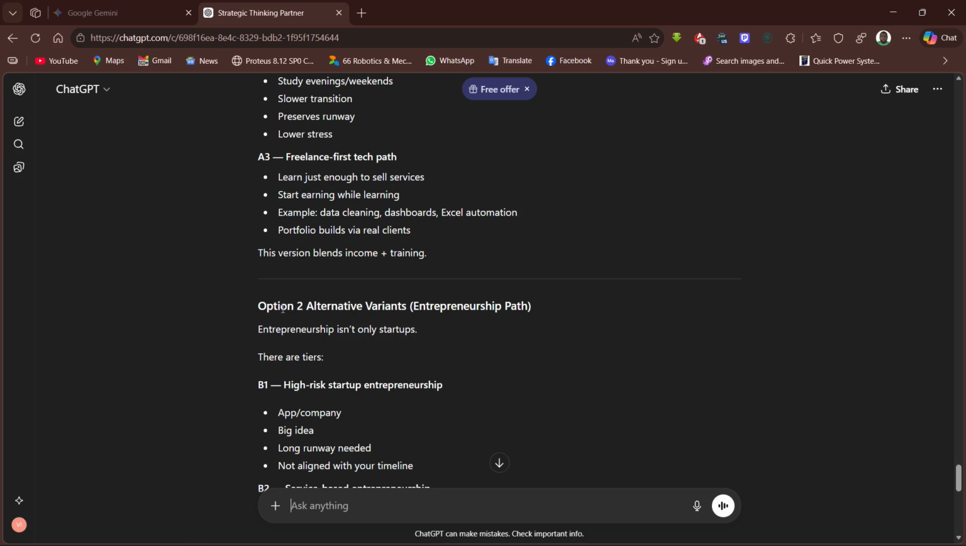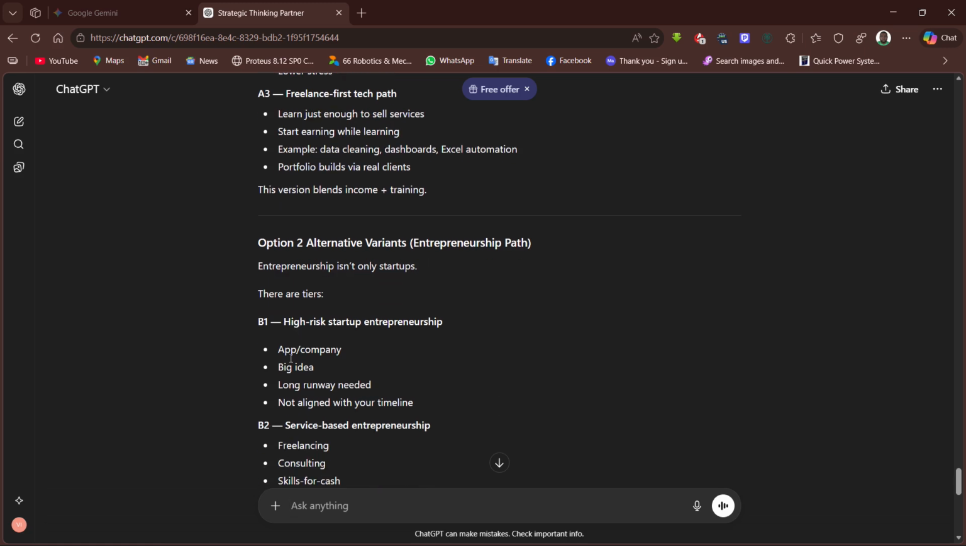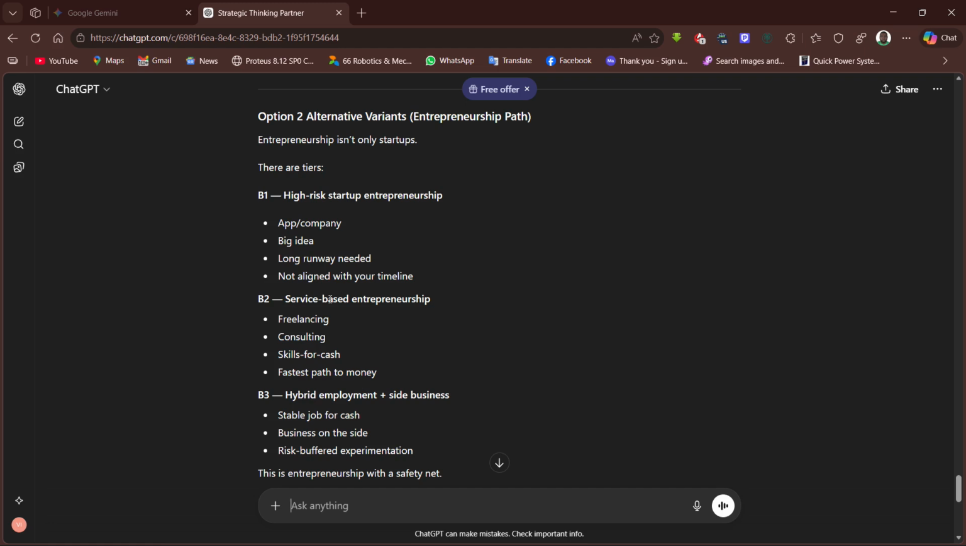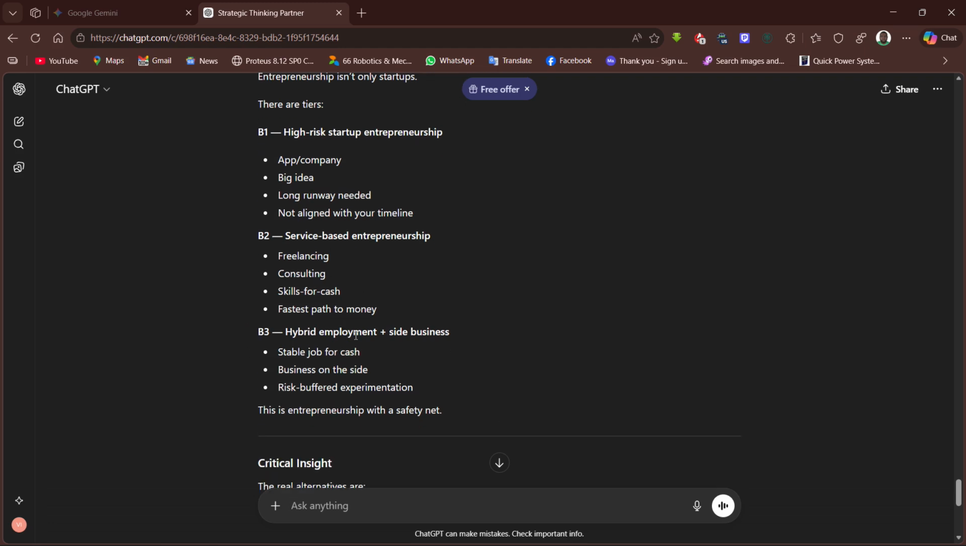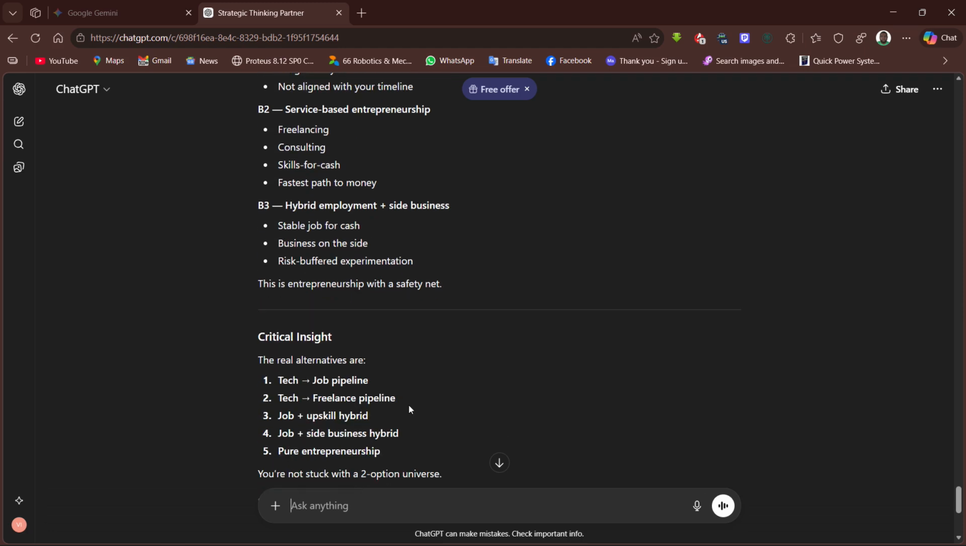Then we have option 2, alternative variants. Entrepreneurship path. Entrepreneurship isn't only startup. There are tiers. B1, high risk entrepreneurship, app/company, big idea, long runway needed, not aligned with your timeline. Service based entrepreneurship, freelancing, consulting, skills for cash, fastest path to money, which is also realistic. Hybrid employment plus side business, stable job for cash, business on the side, risk buffered experimentation. This is entrepreneurship with a safety net.